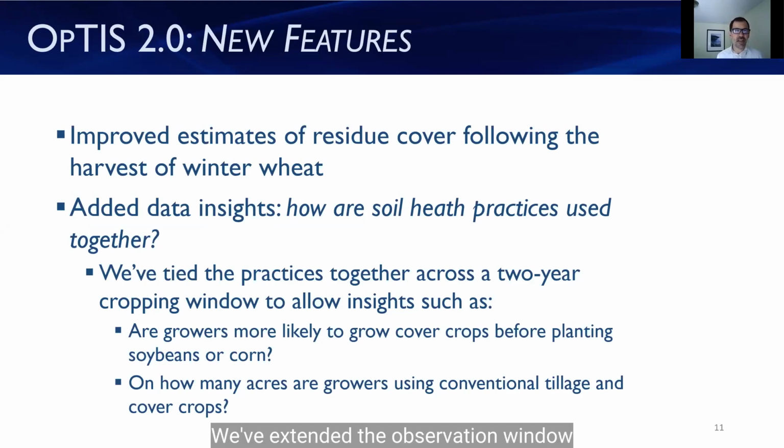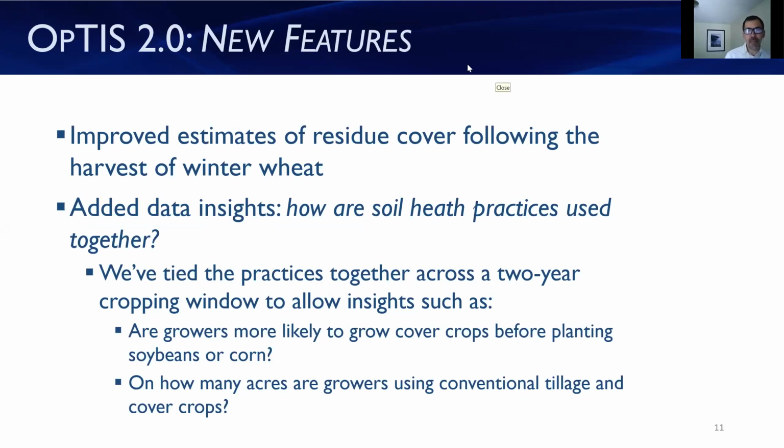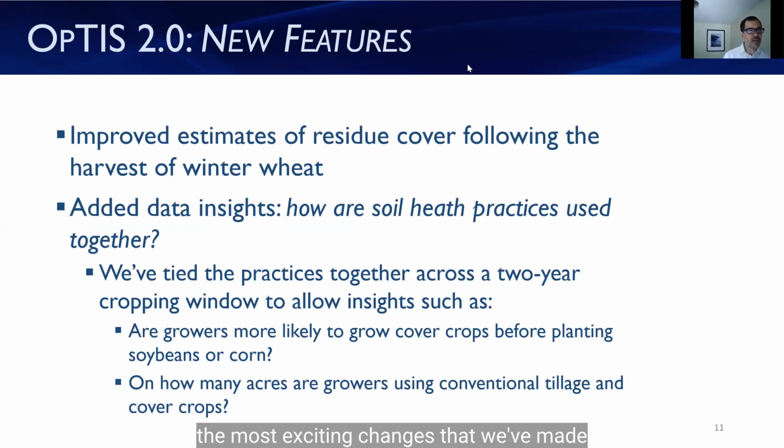So next slide. I think that highlights one of the key changes we've made, adjustments we've made to the algorithm. We've extended the observation window to allow for improved residue cover estimates following the harvest of winter wheat, which obviously occurs later in the season than typical spring planting of corn and soybeans. And I think, potentially the most exciting changes that we've made are in how we can look at the data.